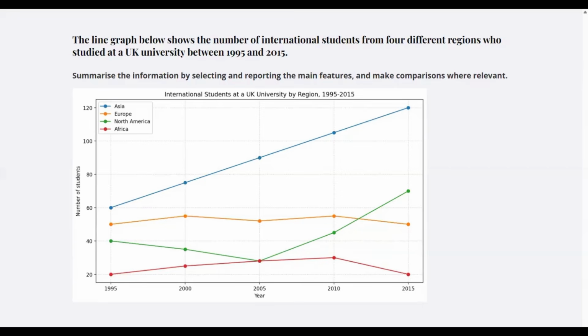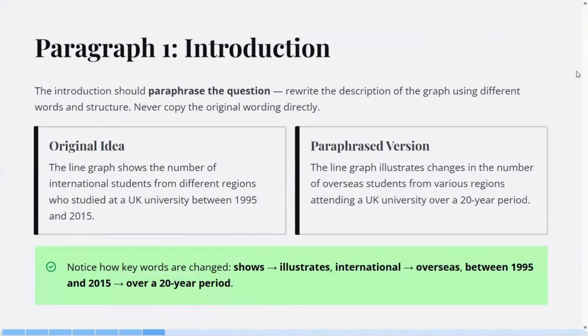In the introduction, the student does not need to invent anything at all. They just need to rewrite the question using different words.